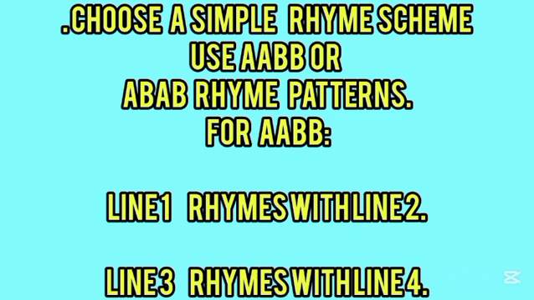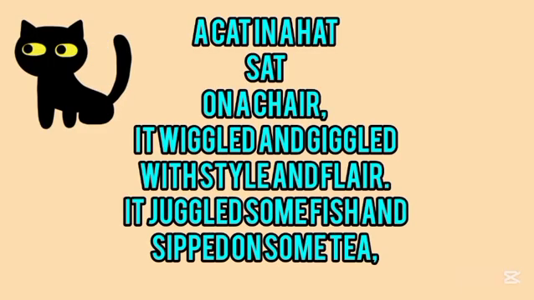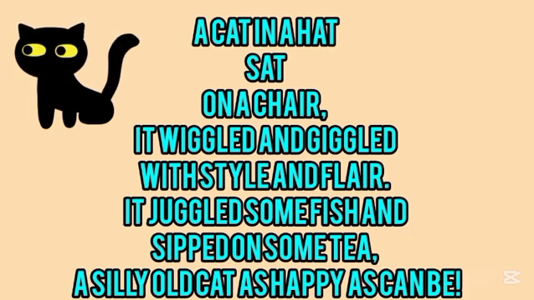Step number 2 is to choose a simple rhyme scheme. Line 1 should rhyme with line 2, and line 3 should rhyme with line 4. Have a look at an example of a simple poem for you to understand better.